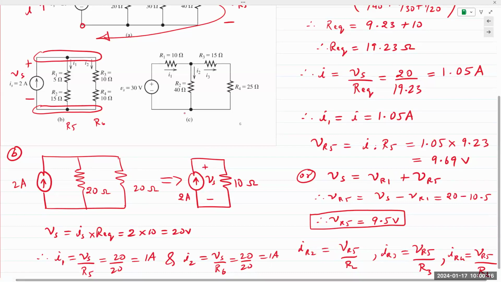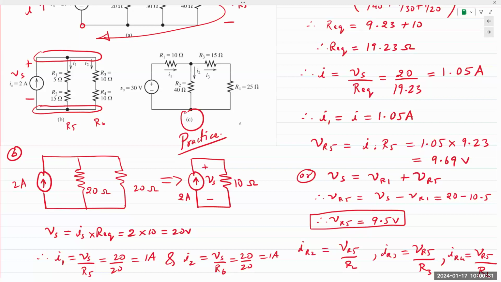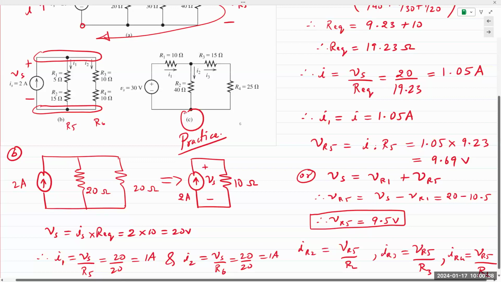All right. Practice problem C. And let me know if you have any questions. In C, R3 and R4 are in series, which would then be in parallel with R2, which would then be in series with R1. Practice and solve. If you have any questions, you let me know.